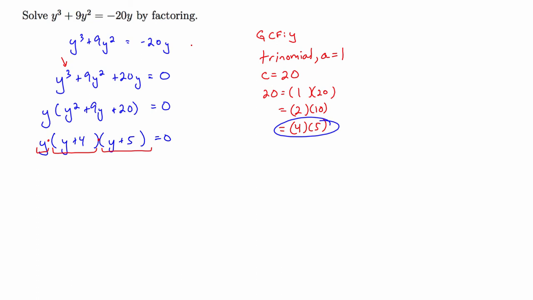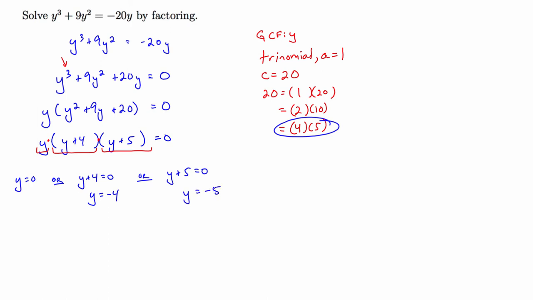Either the first factor of y equals 0, or maybe it's the y plus 4 that equals 0, or possibly it is the y plus 5 that equals 0. To solve each one of those resulting equations, y equal to 0 is already solved. To solve y plus 4 equals 0, we'll subtract 4 from both sides to get y equals negative 4. And to solve y plus 5 equals 0, we'll subtract 5 from both sides and get y equals negative 5.